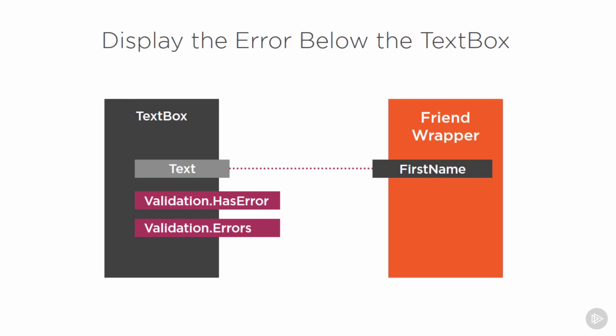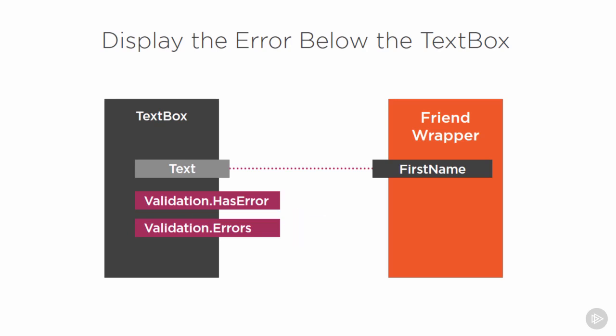In the previous clip, you have learned that the attached property validation has error is set to true on the target element in case of a validation error. The attached property validation errors will contain a collection with all the validation errors that occurred on the data binding.